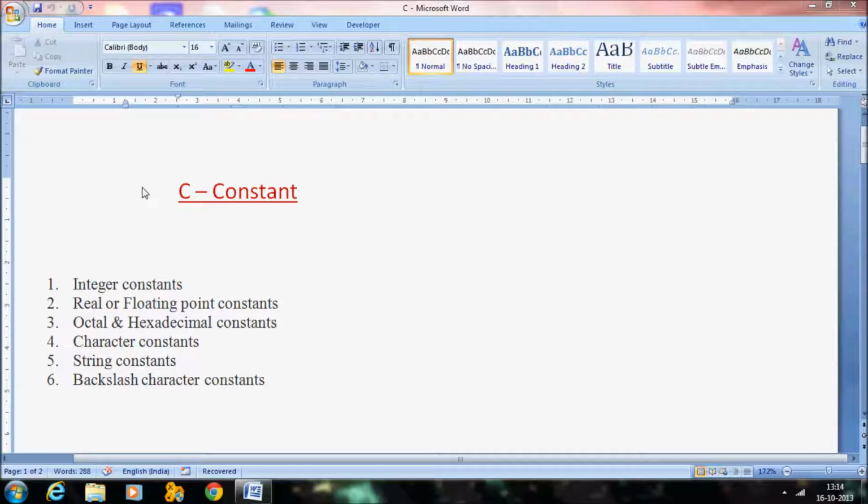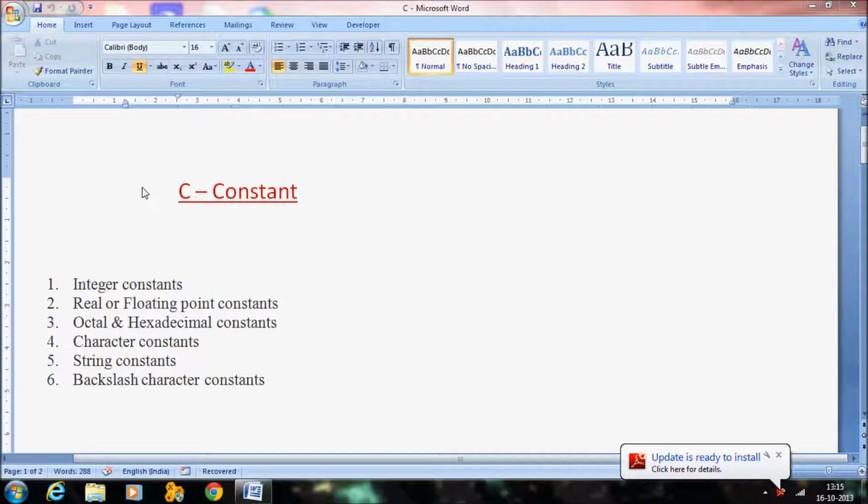In this session, I am going to teach you C constant. C constant is one of the C tokens available in a C program. So what are C constants? C constants are also like normal variables, but the only difference is their values cannot be modified by the program once they are defined. Once they are defined, the value is fixed.